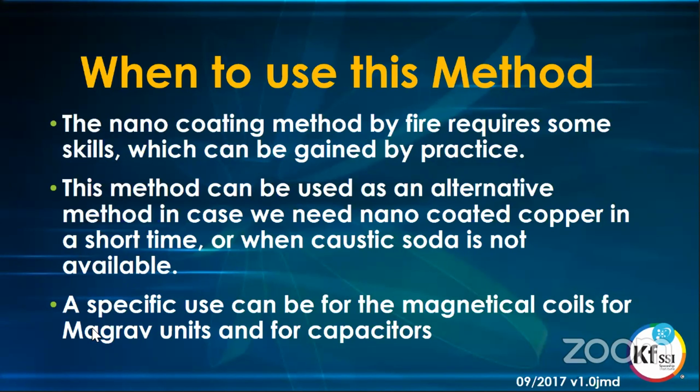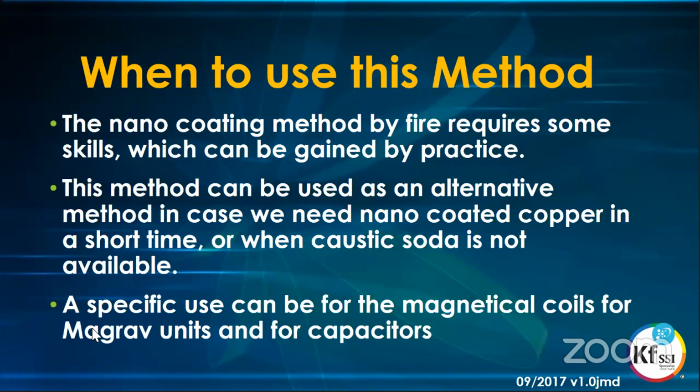Also the PID department found that the nano coating made by fire is supposed to be better for magnetical purposes, like coils, or for applications where you need a more magnetical character of the nano coating. And when you make the nano coating by caustic, that will be more gravitational. This information has to be verified, but we once got such a hint.